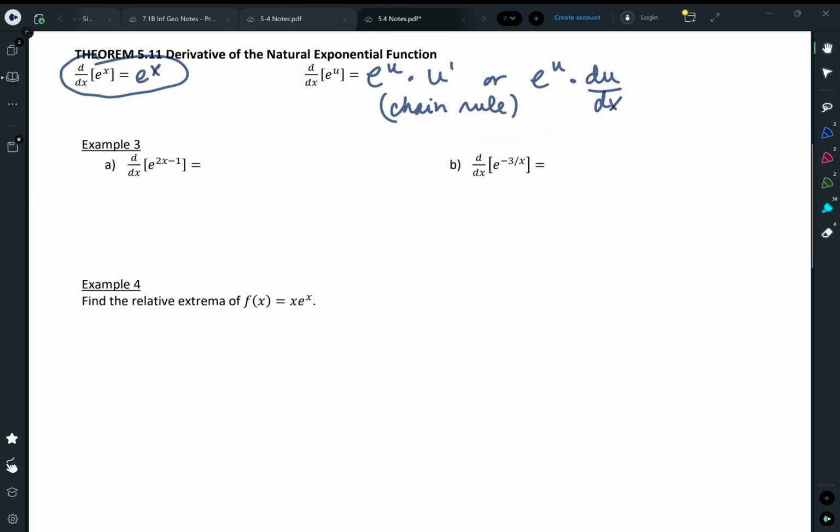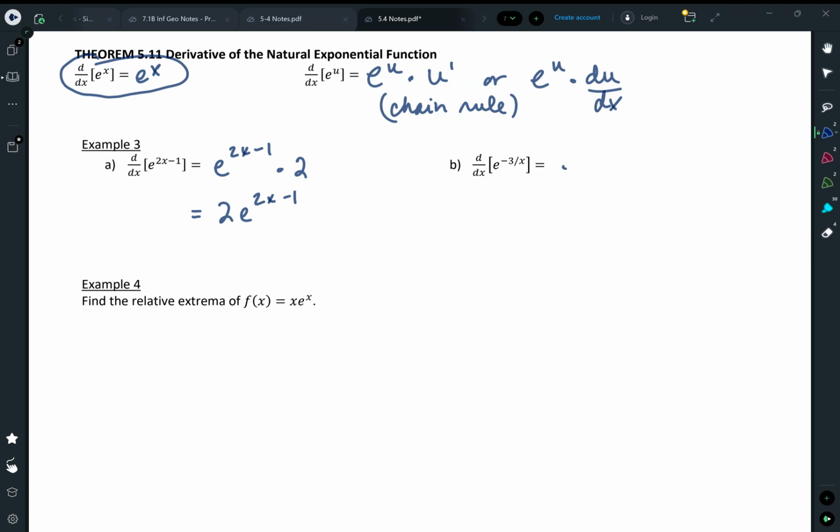So the way I would use this is, well, I'm taking my derivative of e to the 2x minus 1 power, so I would just rewrite what I have there, e to the 2x minus 1 power, and then times, and then chain rule, we have to do our derivative of the exponent, 2x minus 1, that's just a 2. So this is going to be 2e to the 2x minus 1 power. Same thing on the next one.